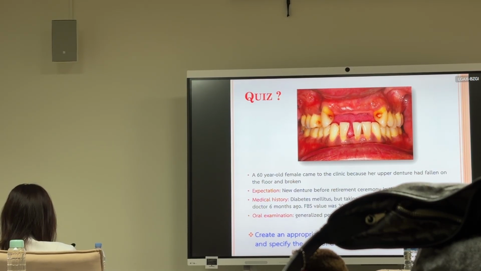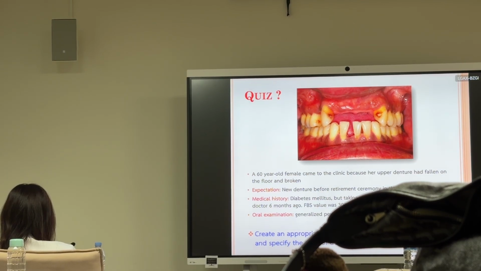A 60-year-old female came to the clinic because her upper denture had fallen on the floor and broken, so she can't use it anymore. But her expectation is that she needs a new denture before her retirement ceremony in the next 3 months.